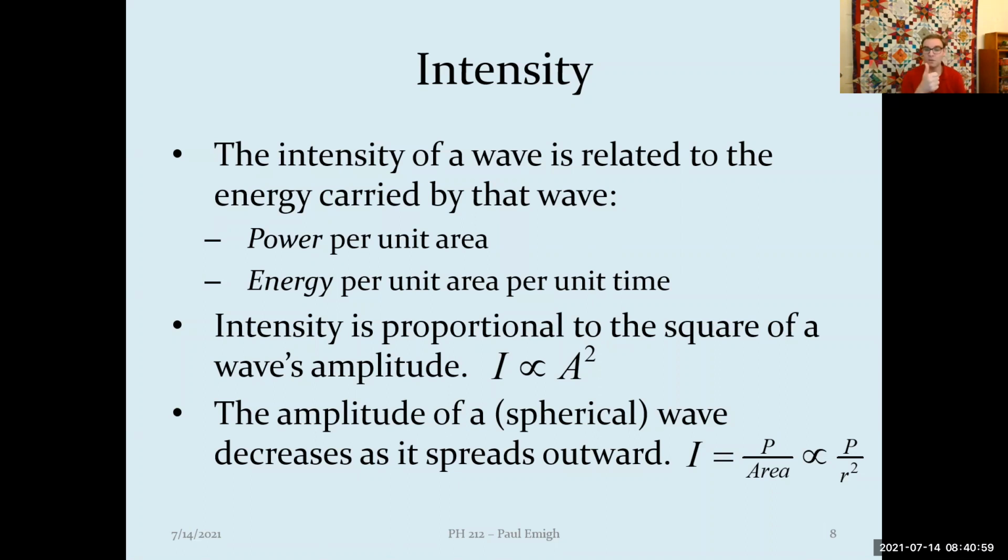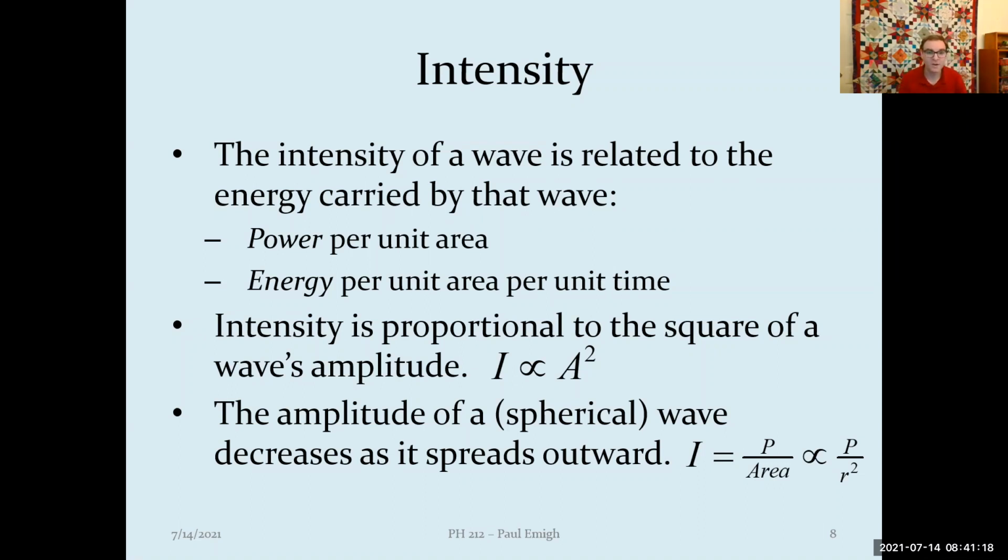Which means that if you know what the radius of your sphere is, your distance away from the source of the sound or the light, you can figure out the intensity by taking the power that the wave produces and dividing it by that total area. That is how intensity works.